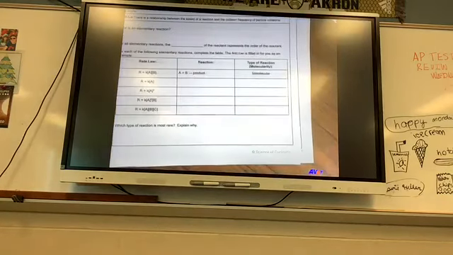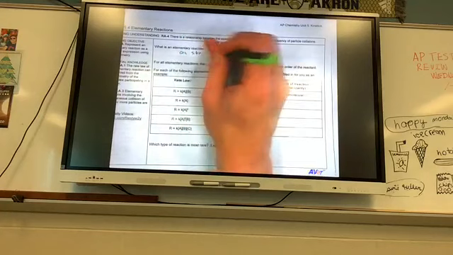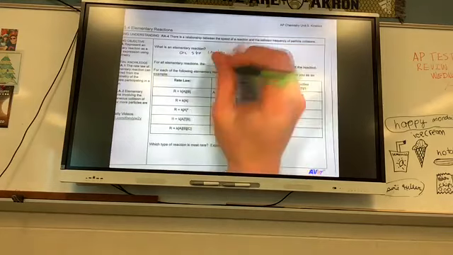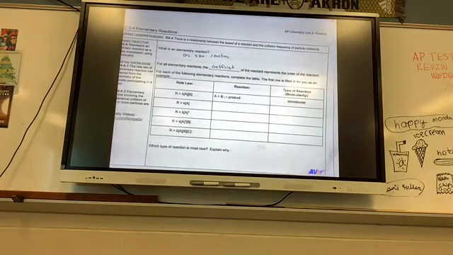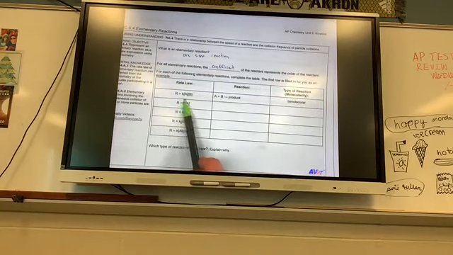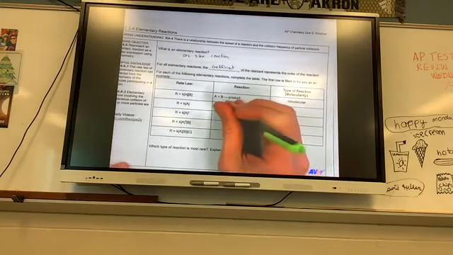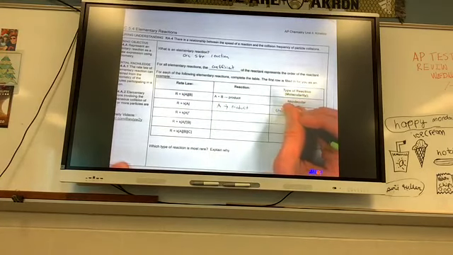Flip the page. What is an elementary reaction? A one-step reaction. For all elementary reactions, the coefficient of the reactant represents the order of the reactant. For each of the following elementary reactions, complete the table. The first row is filled in as an example. If rate equals k[A][B], A plus B yields product, that is bimolecular. Rate equals k[A], A goes to product. We've done this before. That's unimolecular.